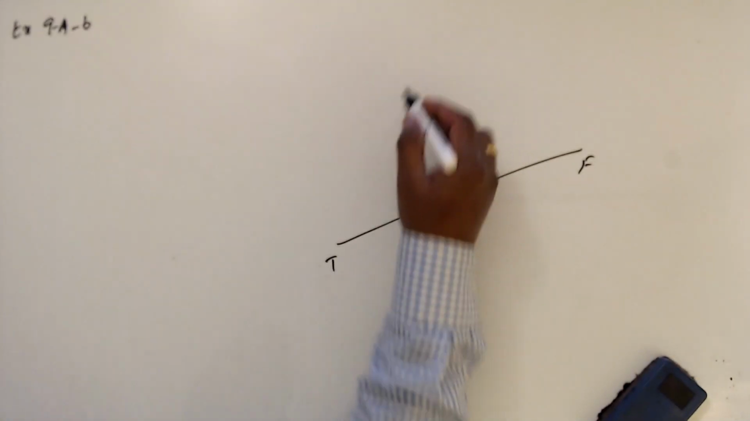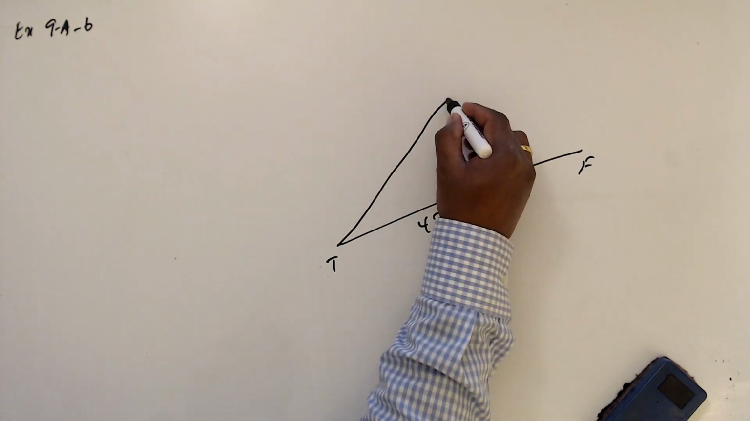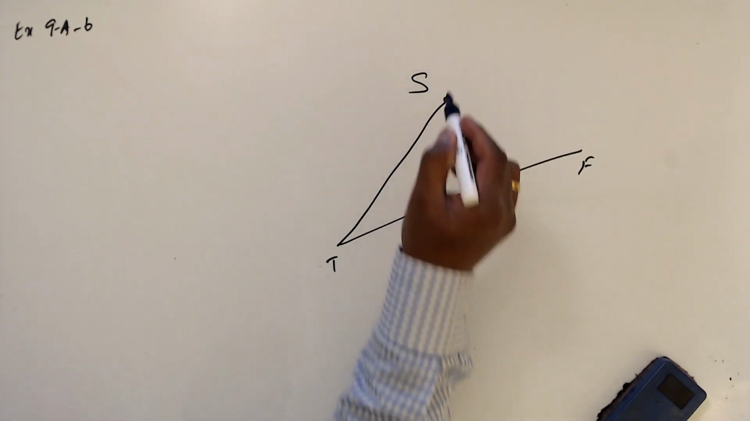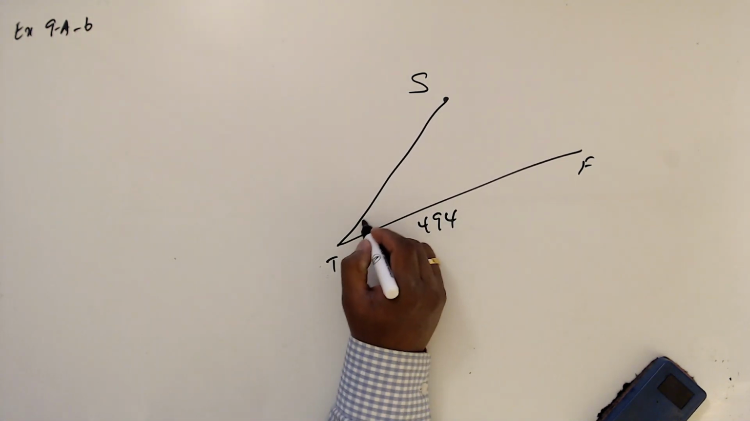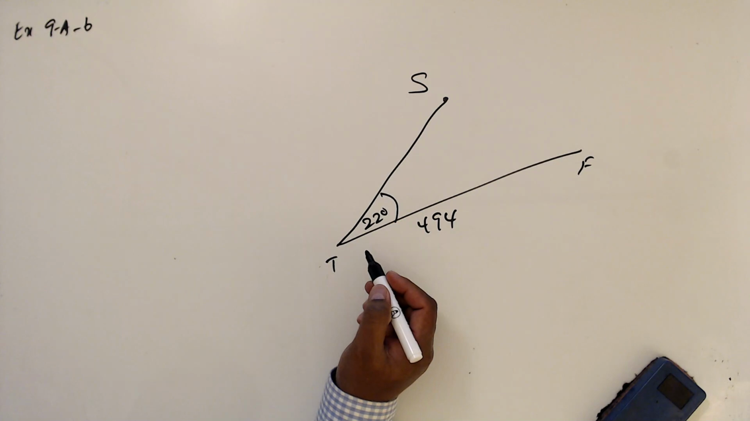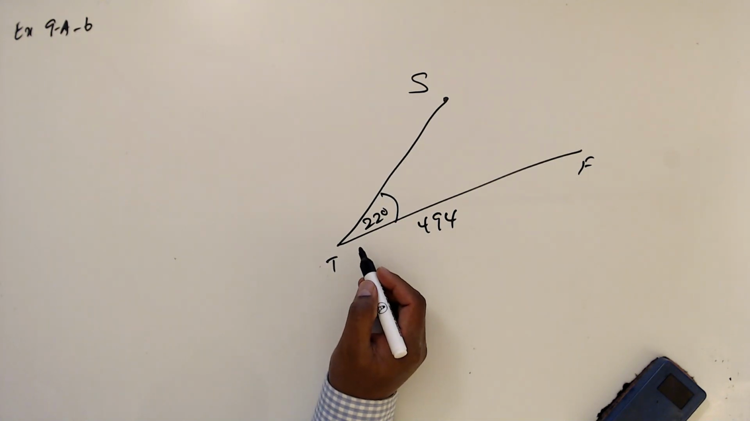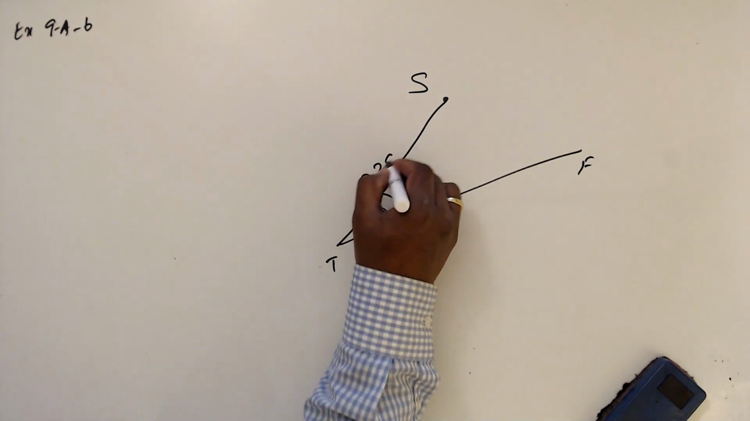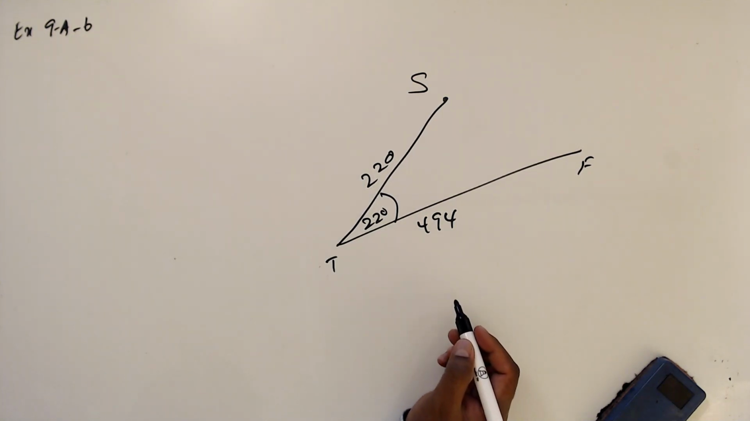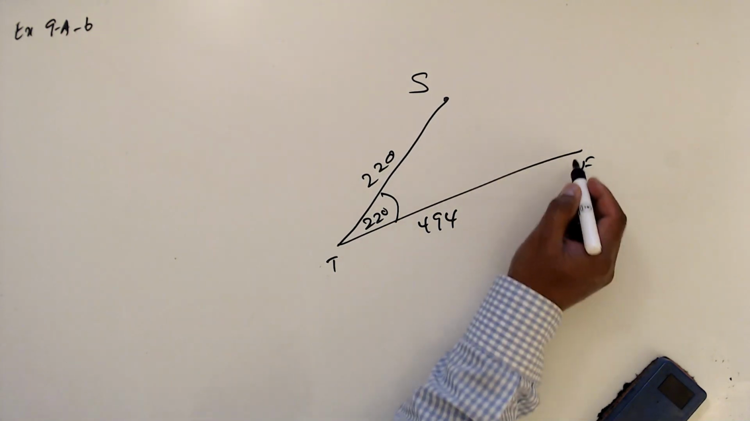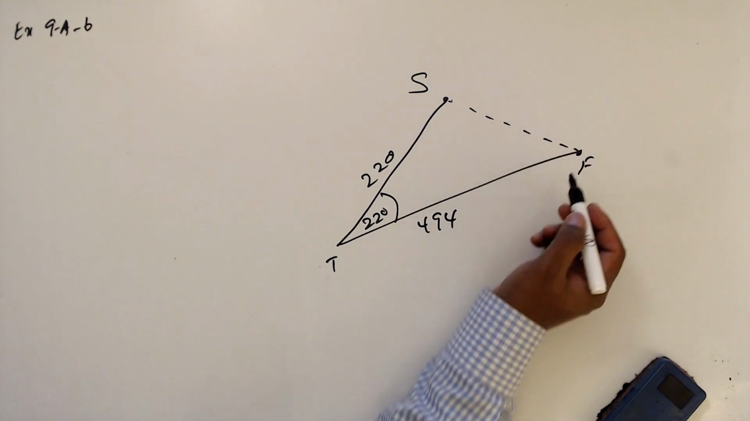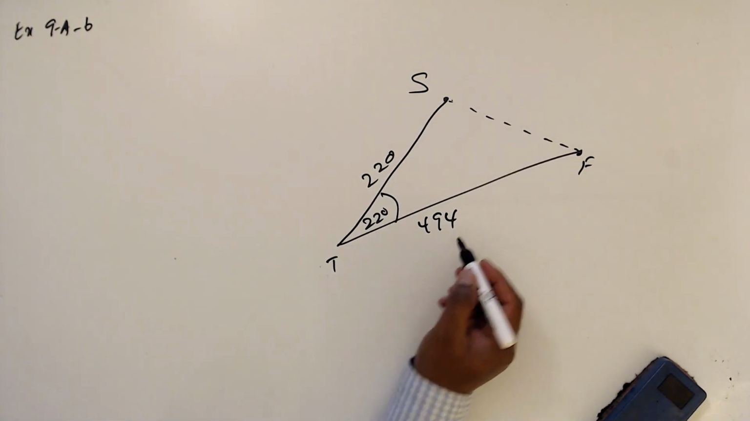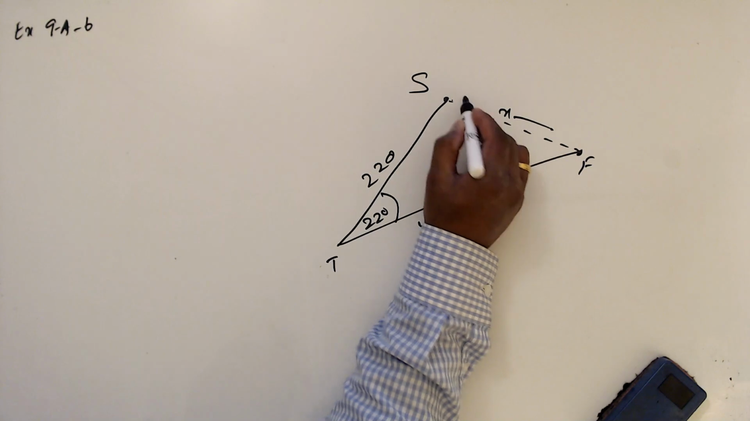So this is a golf player's shot, and it is going to be S. The angle STF is 22 degrees, and this is 220. Now the question is to calculate how far the ball is from the flag. So we want to calculate this distance SF. Let me take this as X.